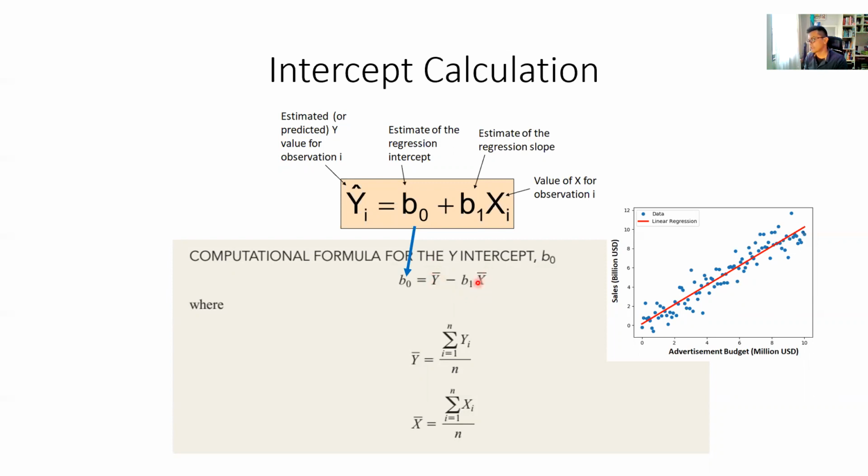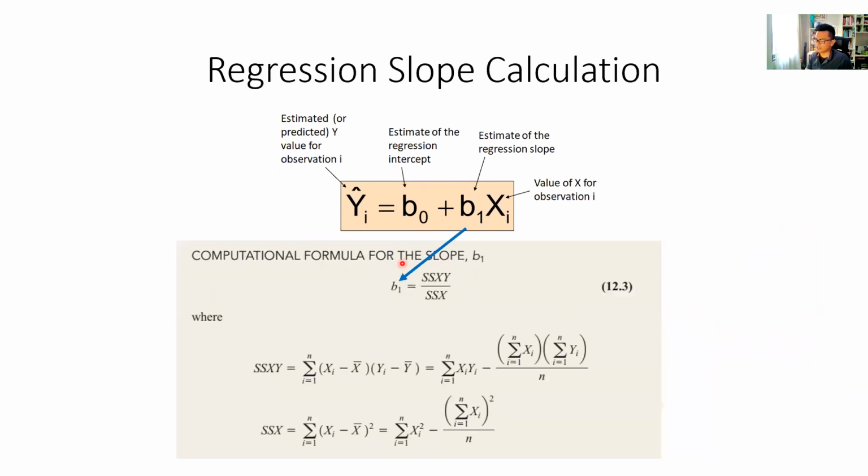And then we also have the x bar, which means the average value of the independent variable, times b1. But since we don't know yet what b1 is in determining b null, we need the formula of b1. Computationally, b1 is the division of ssxy divided by ssx.